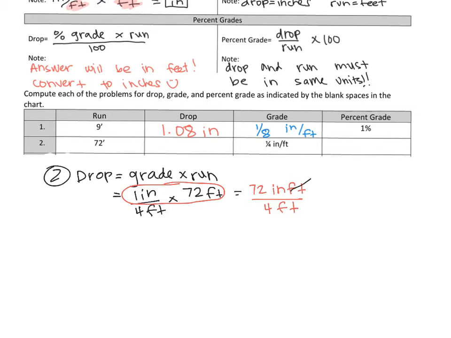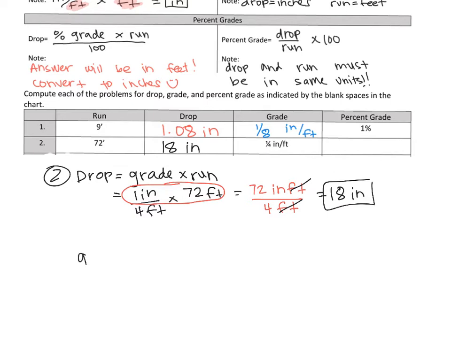What happens is the feet units cancel each other out, and so all we have left is 72 divided by 4, which is 18 inch. So we just found our drop. I'm writing it in the table as 18 inches.